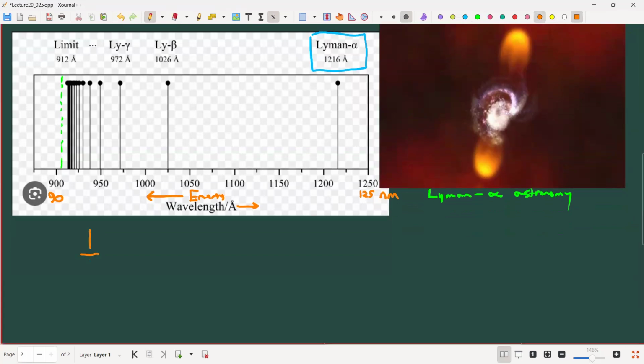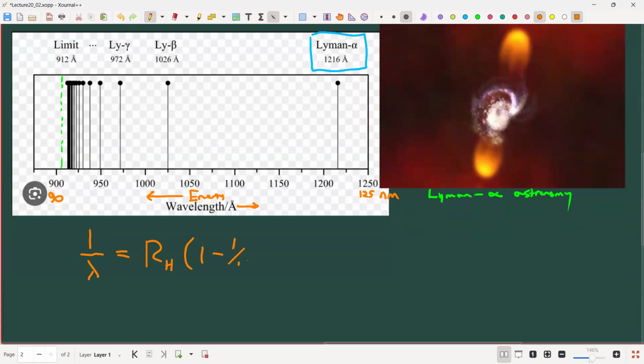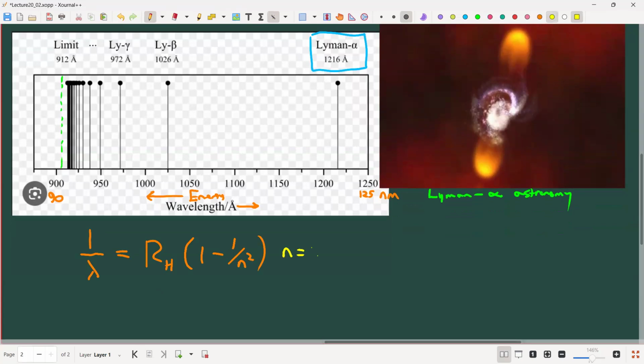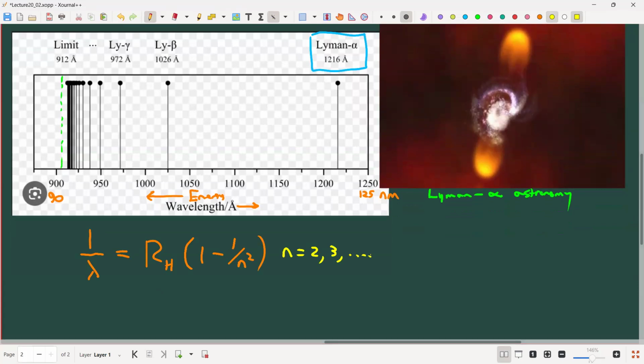Lyman says that the wavelength of one of these lines is equal to a constant, which I'll define in a second, called R sub H. It's a constant, times 1 minus 1 over n squared, where n is an integer at least 2.